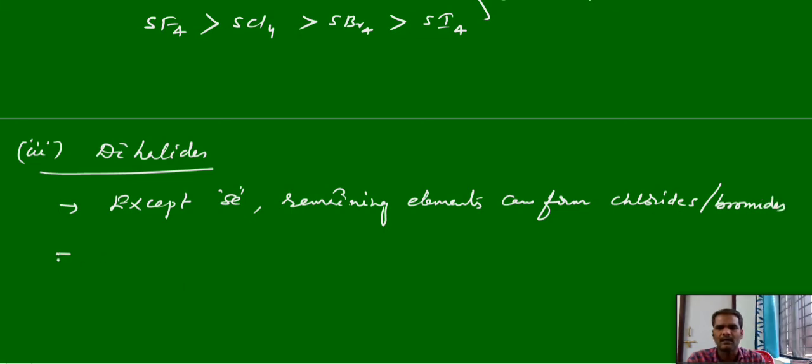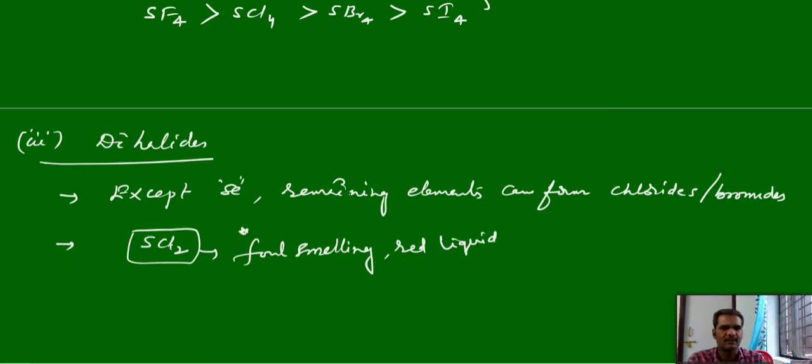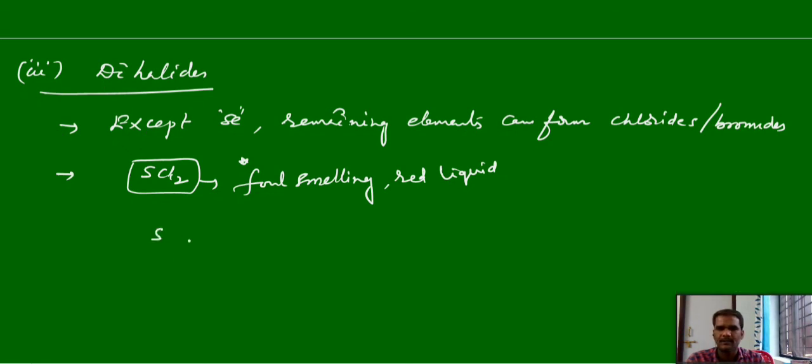Anyhow, among all dihalides, the well-known compound is sulfur dichloride. SCl2 is the well-known compound. You should remember the characteristic property of sulfur dichloride. It is a foul smelling red liquid. This we can prepare by taking the dimer of sulfur halide, S2Cl2, and treating with chlorine to get 2 moles of SCl2, sulfur dichloride, from sulfur monochloride.